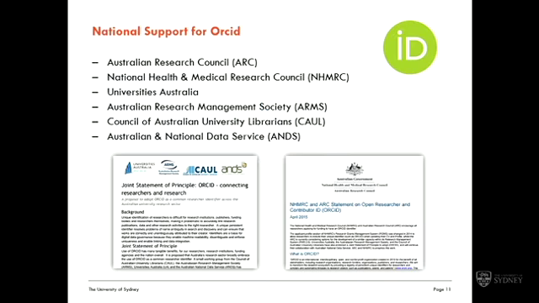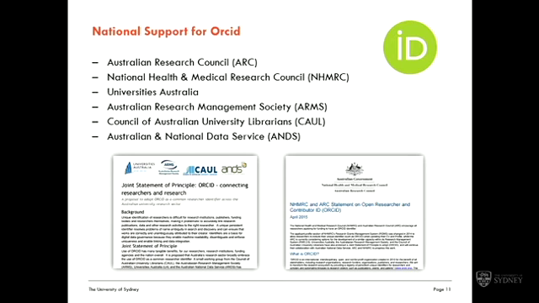Here in Australia, a number of Australian institutions have joined ORCID and are integrating ORCID with their systems and workflows. In late 2014, Universities Australia, the Council of Australian University Librarians, the Australian National Data Service and the Australasian Research Management Society released a joint statement proposing that ORCID be adopted as a common research identifier.